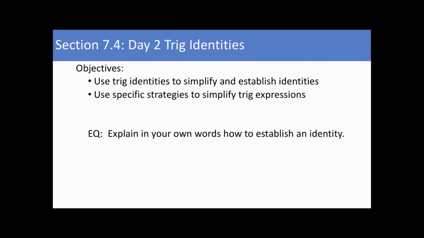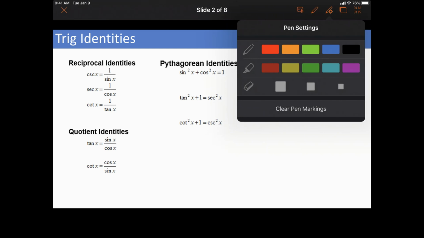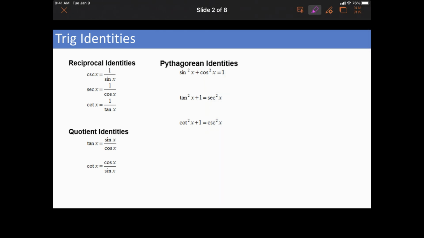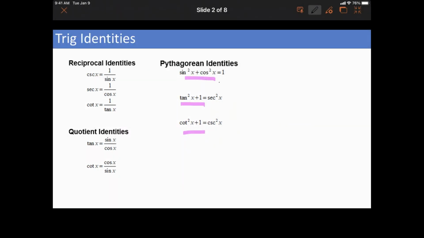Hello, in this lesson we are going to continue establishing identities with trig identities. So we've discussed different types of identities: reciprocal, quotient, and Pythagorean identities. In a previous lesson, we also talked about manipulating these in a variety of ways. So if we take this and subtract sine squared from both sides, you can have this.